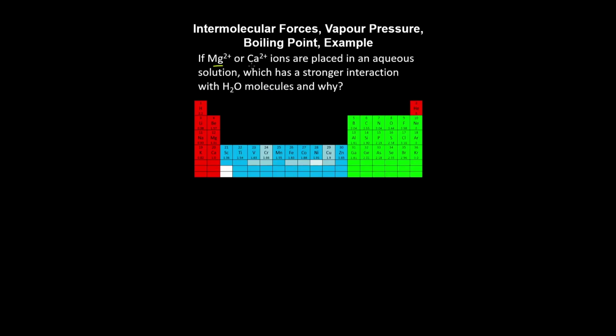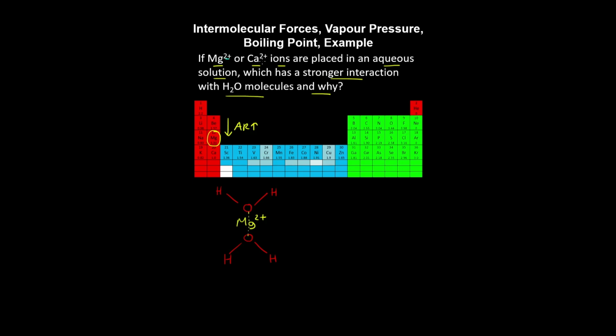If magnesium or calcium ions are placed in an aqueous solution, which has a stronger interaction with water molecules, and why? Well, the positively charged ions are going to be attracted to the negative dipoles around oxygen in the water molecules. And given that the atomic radius increases as we move down the periodic table, well, the nucleus of magnesium is going to be less shielded, and it's going to be closer to the oxygen dipole.